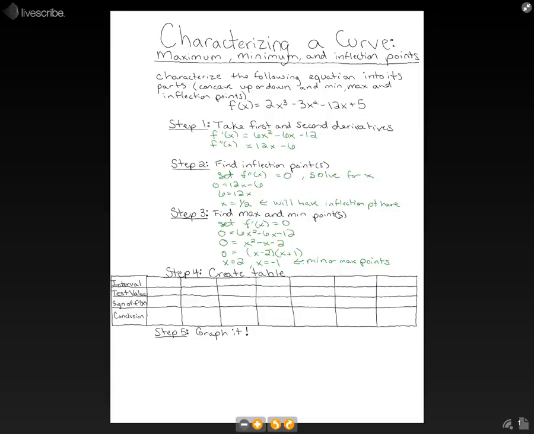So now in this step we're going to create a table. And this is the table that will kind of characterize our curve for us. So the first thing we have is the interval. And in there we're going to go from negative infinity all the way up to our first point. And our first point, or our lowest point, is going to be at negative 1. And that is one of our minimum or maximum points.